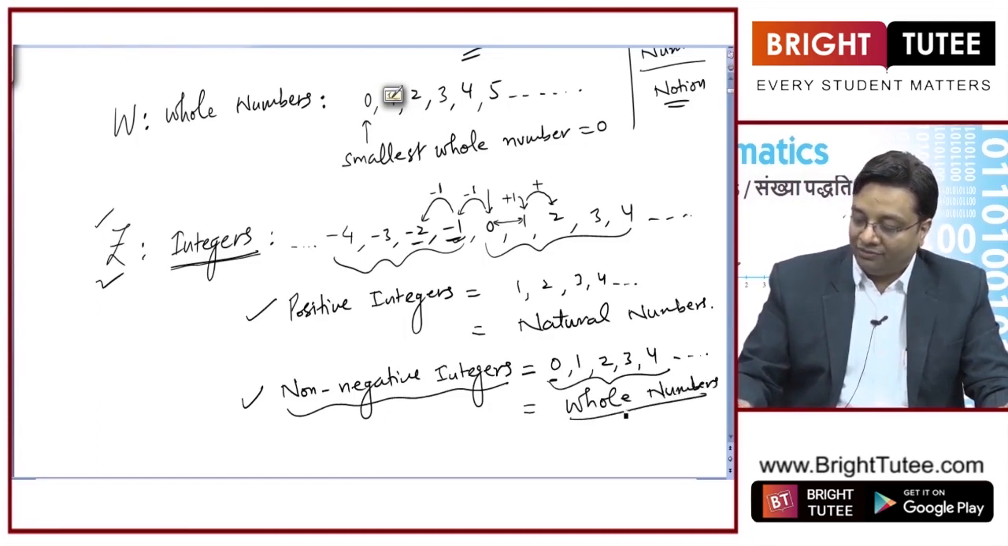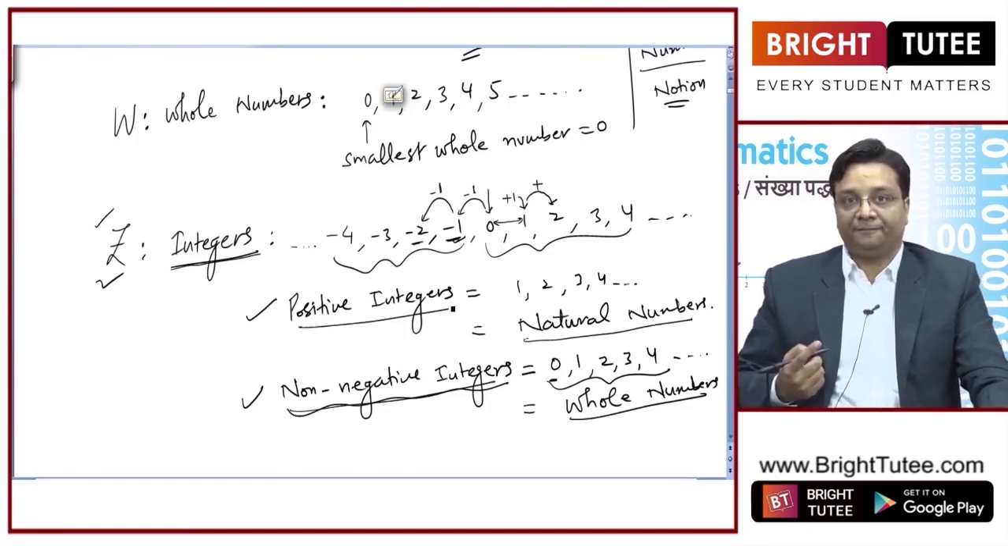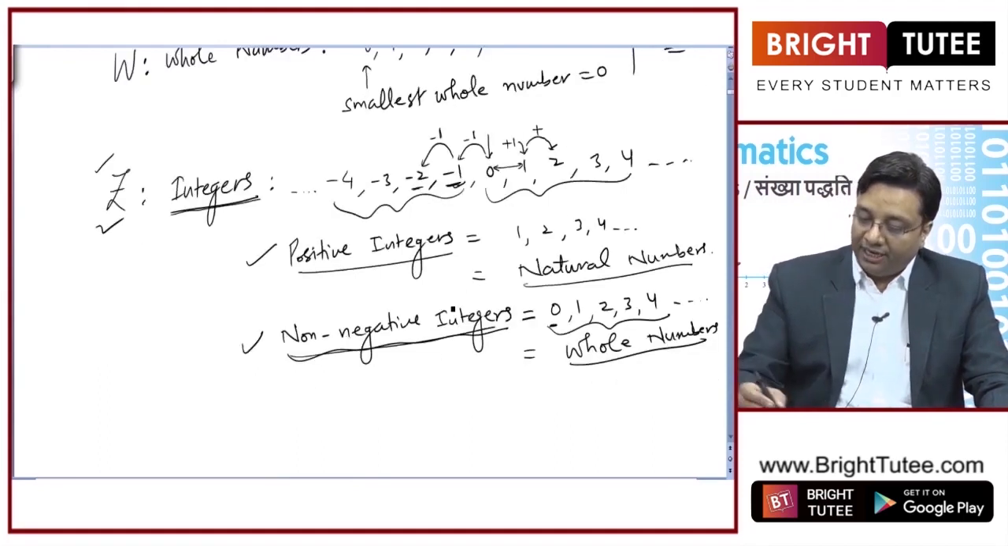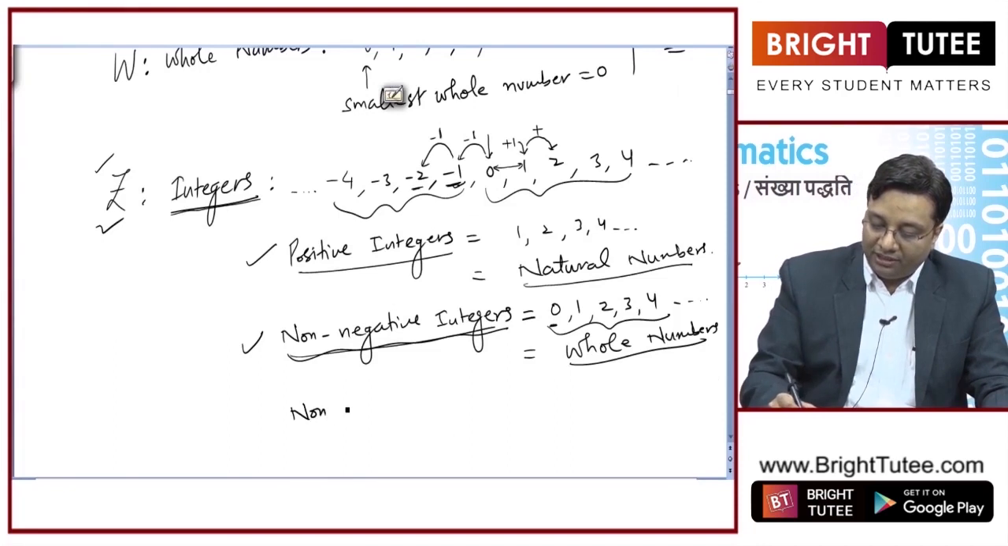So another name for whole numbers is non-negative integers. Another name for natural numbers can be positive integers. And another category of integers can be non-positive integers. What are non-positive integers?